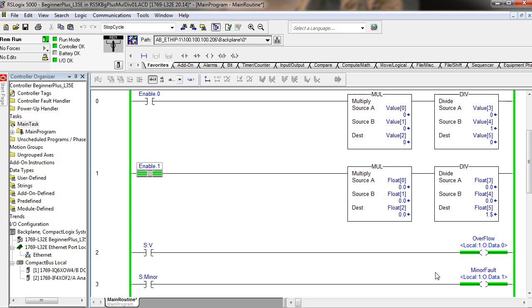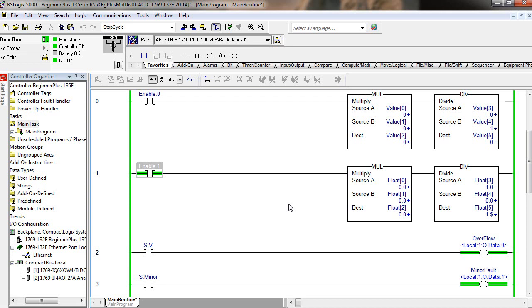What is the state of the minor fault flag? It's on. Why? A divisor of 0, whether double integer or floating point, it's still illegal. Change the value of float 3 to 1. What is the result of 1 divided by 0? Well, it shows 1, but we know with the overflow and the minor fault, we can't trust that value.